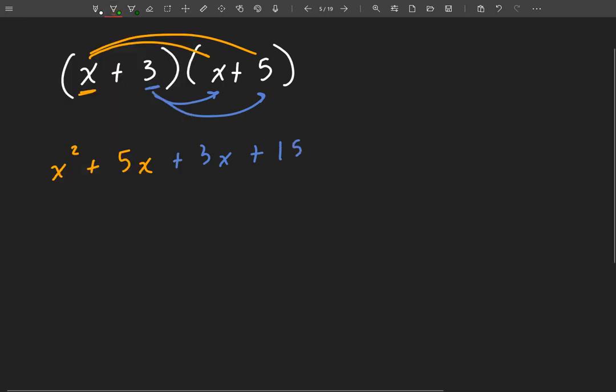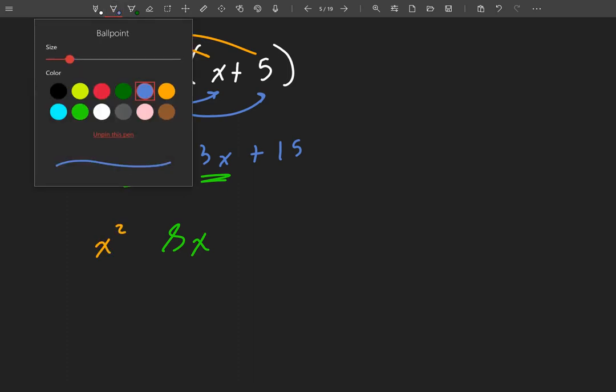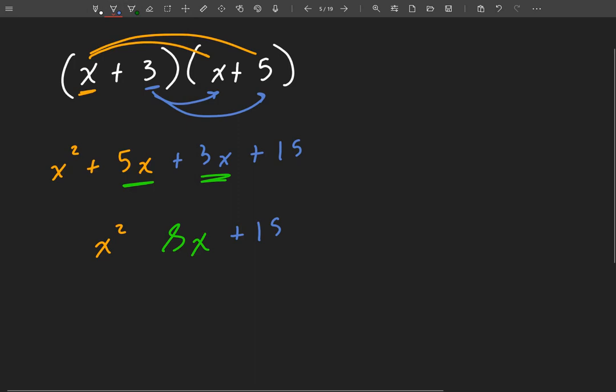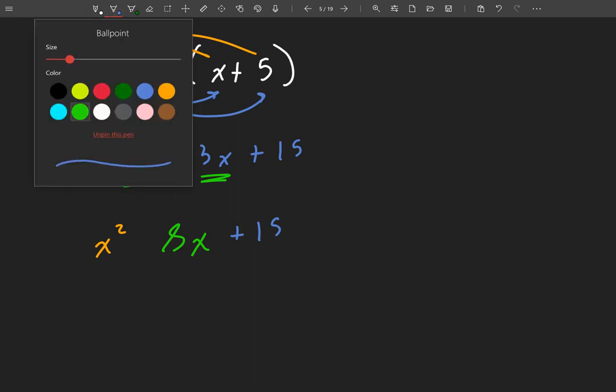And then what we did was we said that if you look at the middle two terms, those are like terms. Those are things that are the same. So I've got 5 x's and 3 x's. How many x's do I have in total? I have 8 x's. And then I have my x squared out front. And I have my 15 in the back.